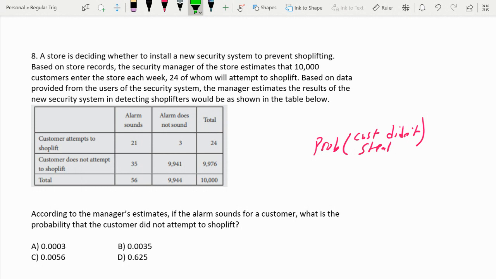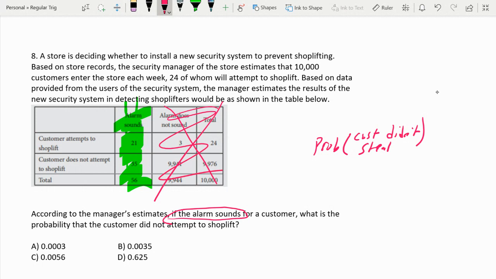It says, what is the probability of customer if the alarm sounds? So if the alarm sounds, this is all we're looking at. We're looking at that right there. I don't care what any of the rest of that stuff is, because what does it say? If the alarm sounds. The rest of this over here doesn't even matter. So all I'm worried about is just that first column.